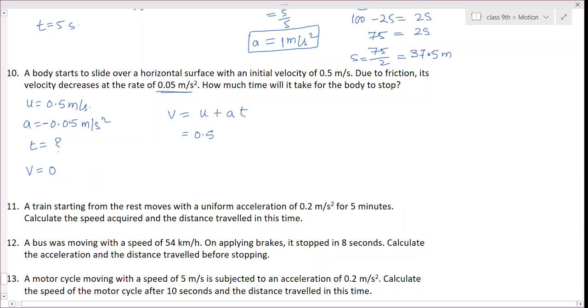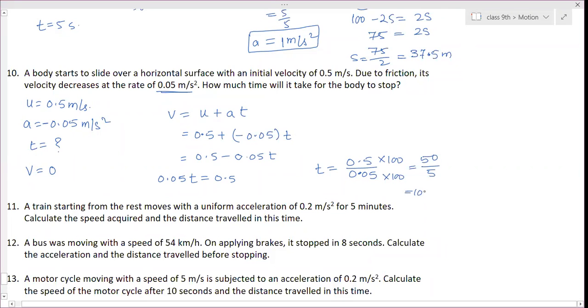u is 0.5 plus minus 0.05 into t. So 0.5 minus 0.05 into t. So this minus will go here as 0.05 t is equal to 0.5. So t is equal to 0.5 divided by 0.05. Multiply with 100, multiply with 100. So this is 50 by 5, which is 10 seconds.